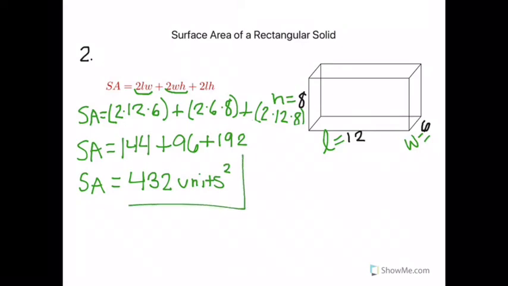squared. So if your problem told you it was inches, you'd put inches squared. If your problem said centimeters, you'd put centimeters squared. And make sure you don't forget this squared here, because we are talking about area.